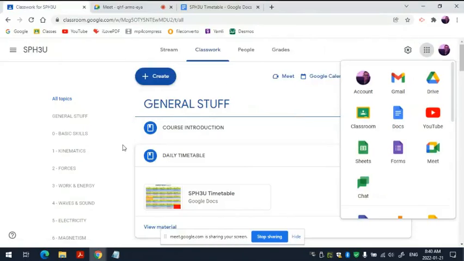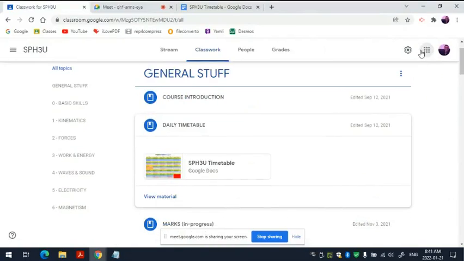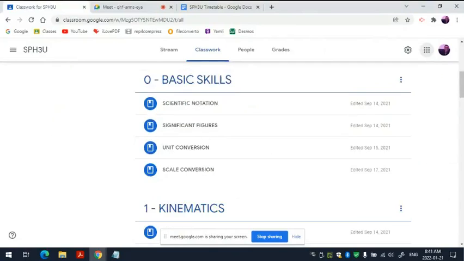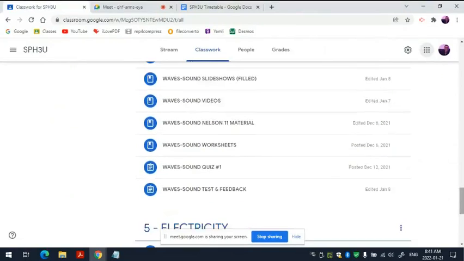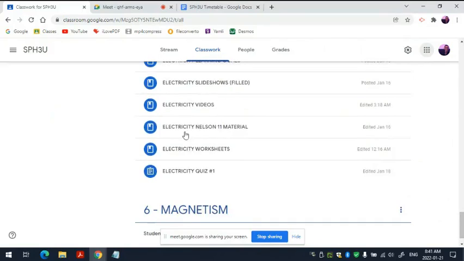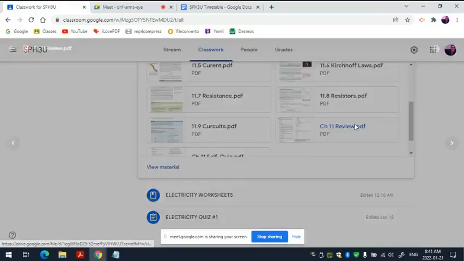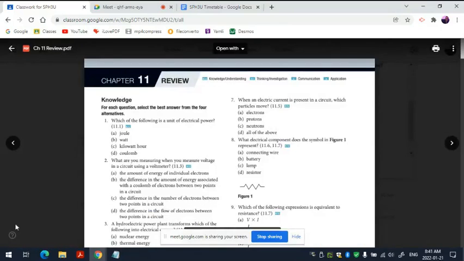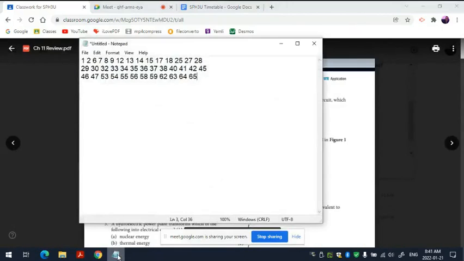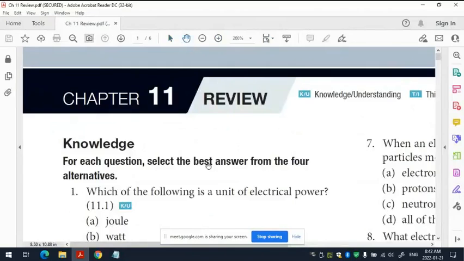If you want to access the review right now, either on your laptop or your phone, you don't need to. I already have it open right here. Electricity, Nelson 11 material, and then right here, review. We're only going to do these questions. I know there seem to be a lot, but many of them are multiple choice, true/false, and basic quick calculation. All right, there we go.